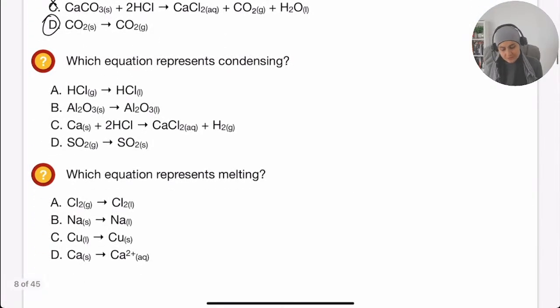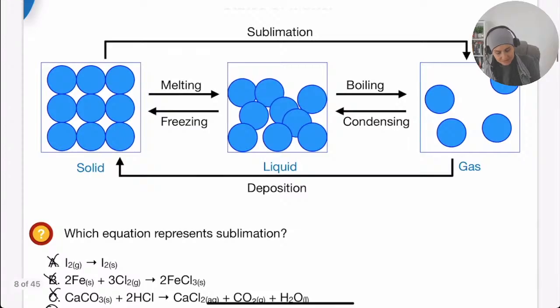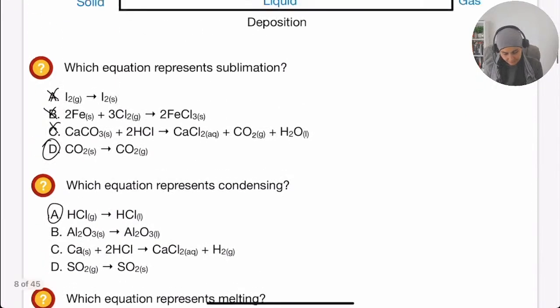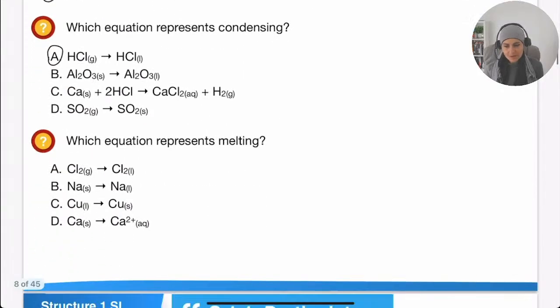Which equation represents condensing? What is condensing? From gas to liquid. So we're looking for a phase change, gas to liquid. It's A. This one is solid to liquid, that's melting. Then this is a chemical reaction, not a phase change. And this is gas to solid, that's deposition.